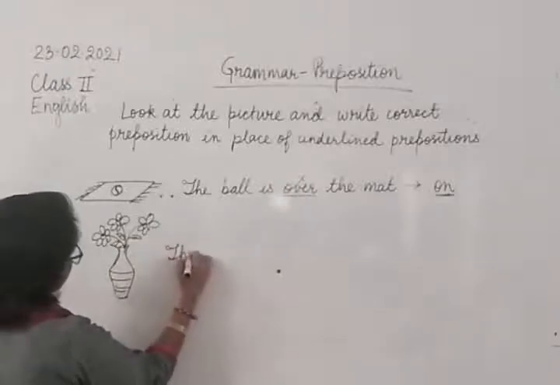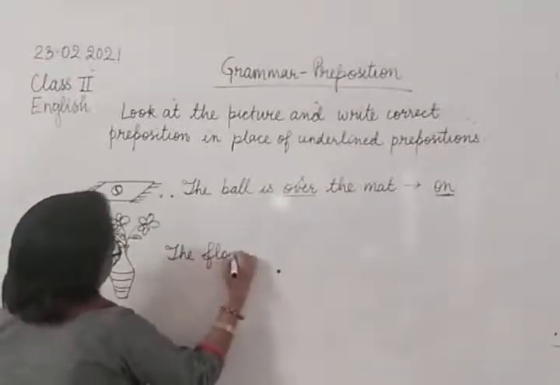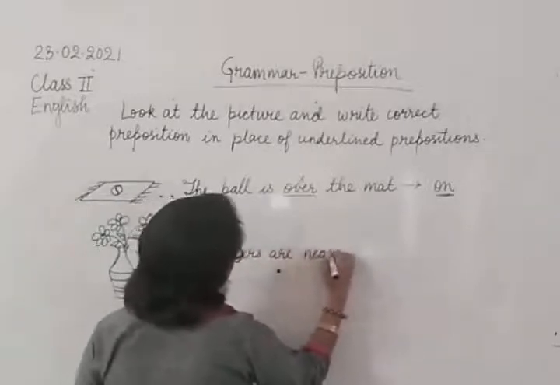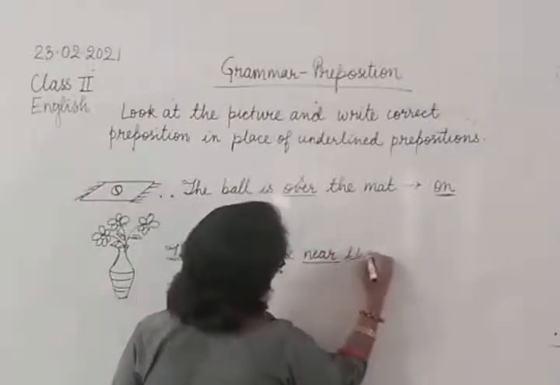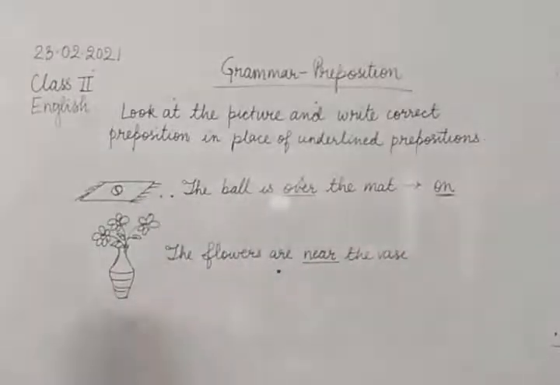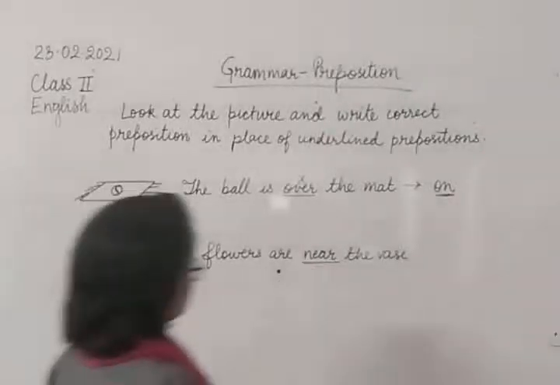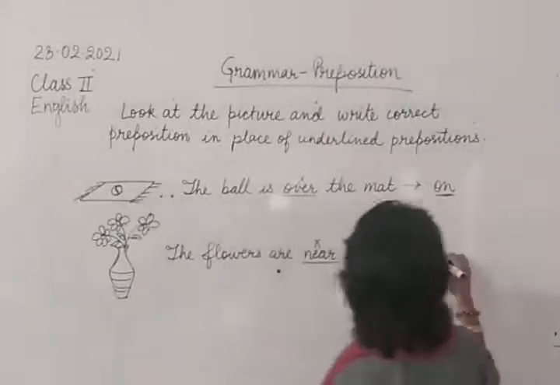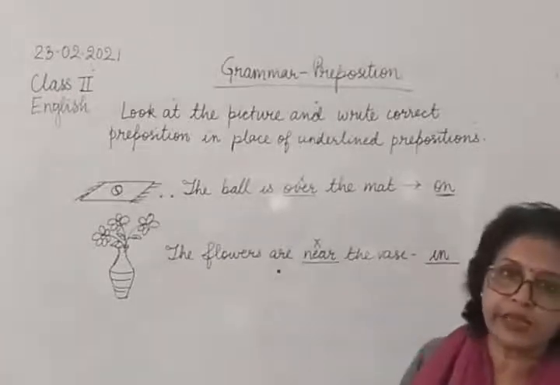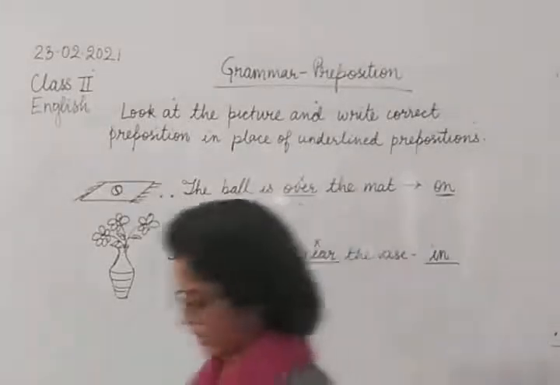The flowers are near the vase. Now, can you see the position of flowers? Are the flowers near the vase? No. So, what is the position of flowers? Flowers are in the vase. Flowers are in the vase. Okay? Next.